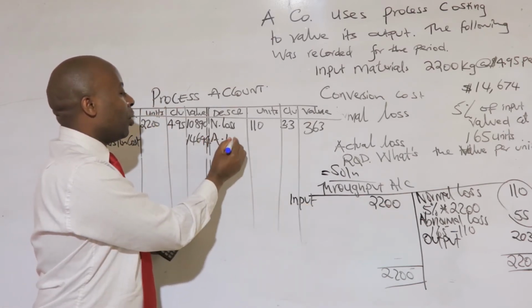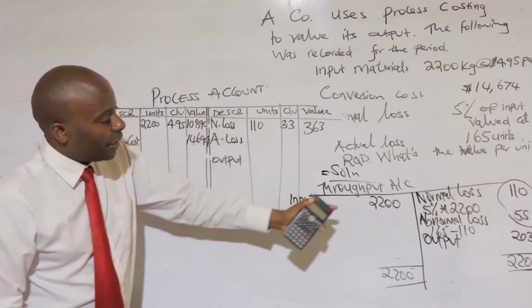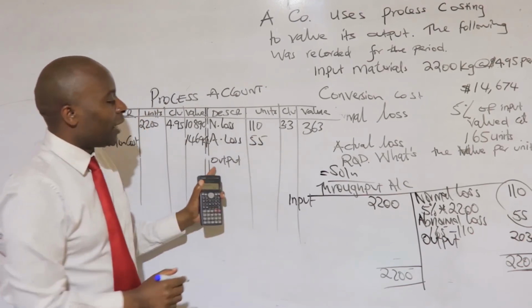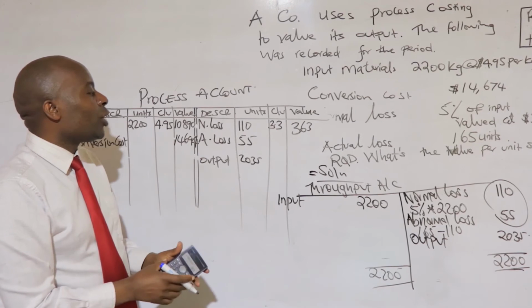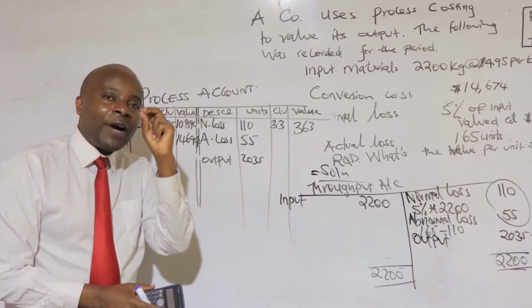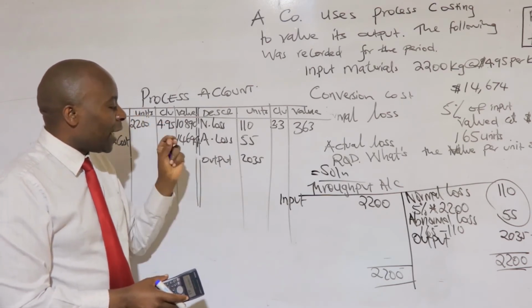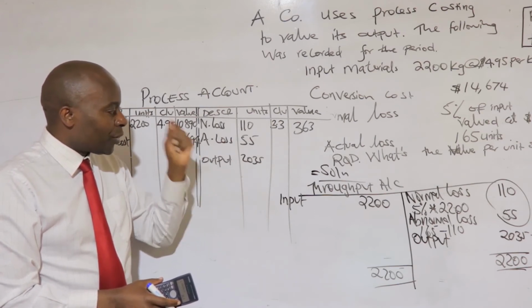The next one is abnormal loss. So we have abnormal loss, and then we have the output. The abnormal loss, I can see the number of units here were 55. And then we have the output, which is 2035. Ladies and gentlemen, remember that abnormal loss and the output are valued in the same way, using the same model.